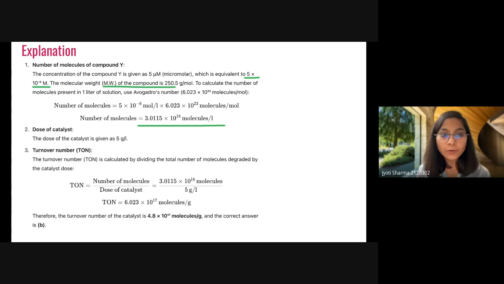And then we know the dose of your catalyst, and whenever we divide this number of molecules by the dose of the catalyst, that will give you the TON. So I think this is clear. Should we go further?